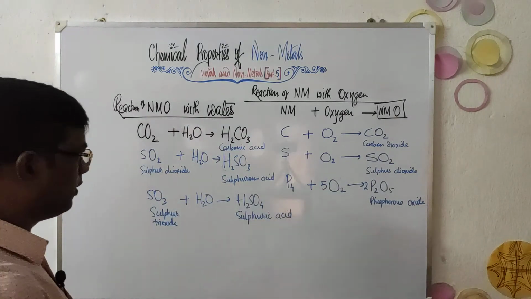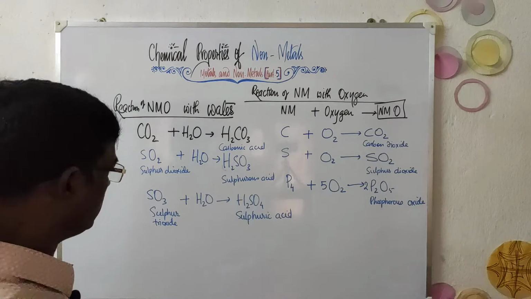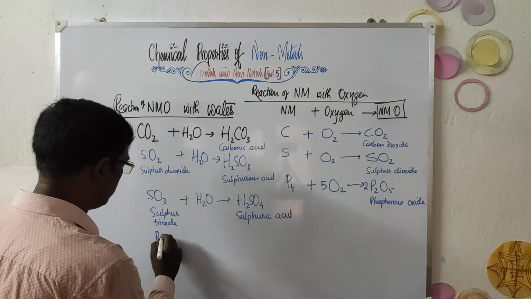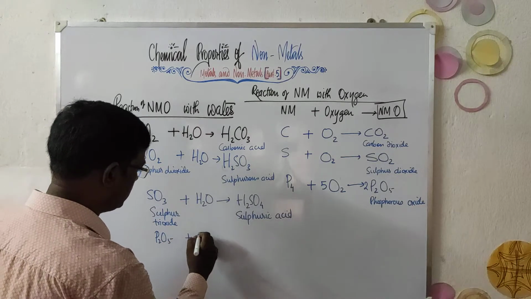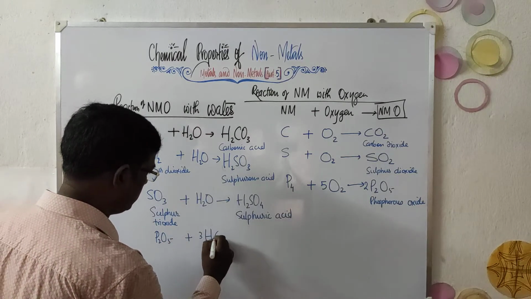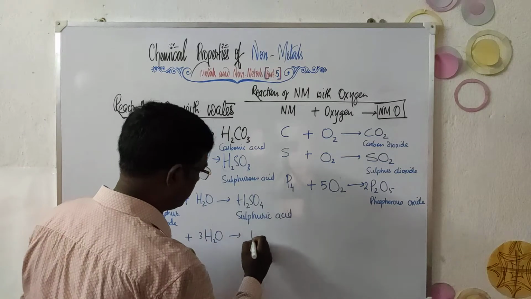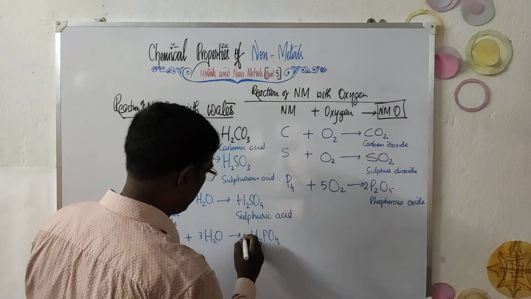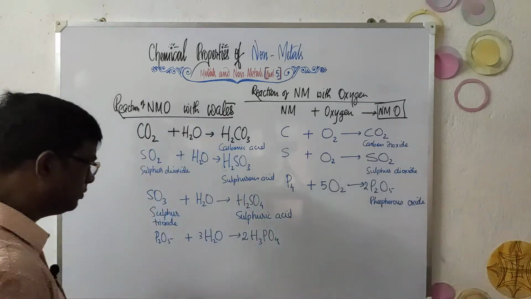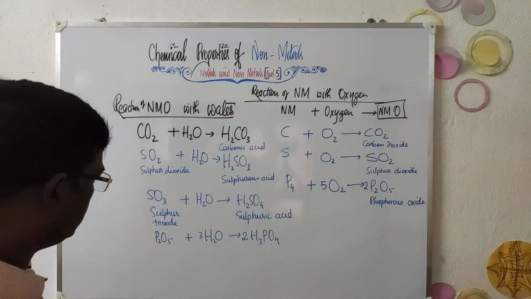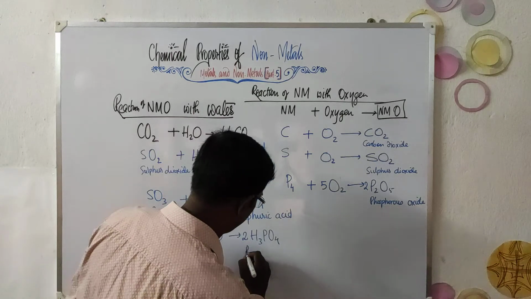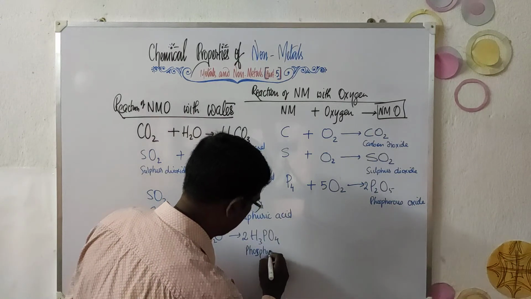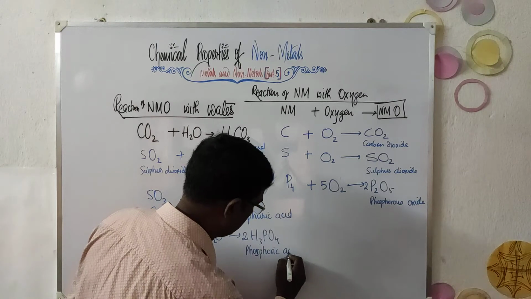Phosphoric acid is also formed from phosphorus oxide when it combines with water. So we'll write here P2O5 plus 3H2O gives you 2H3PO4. This is phosphoric acid.